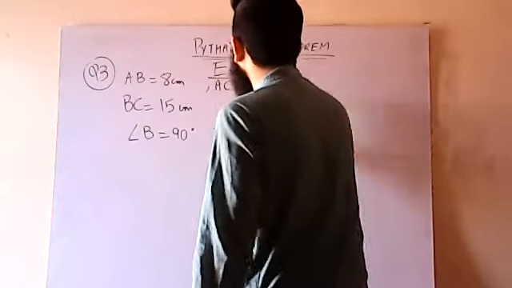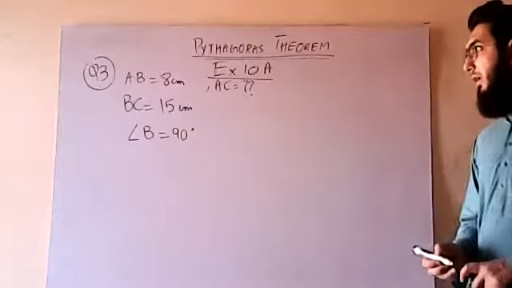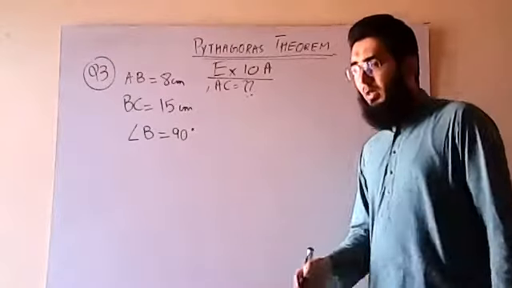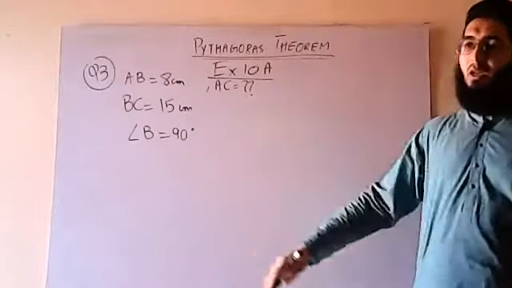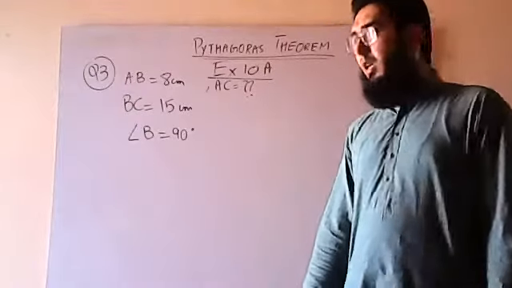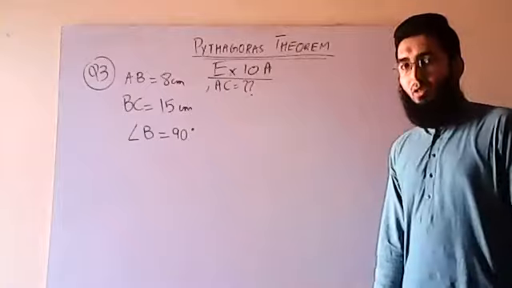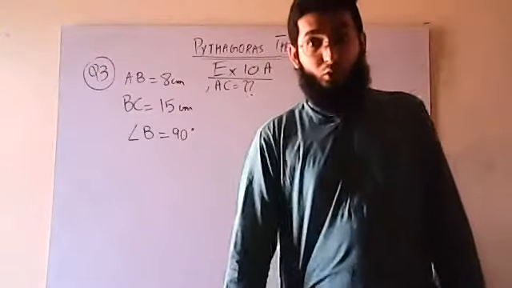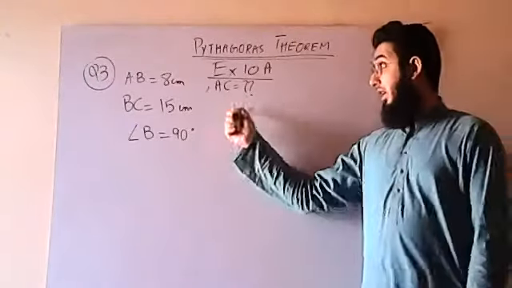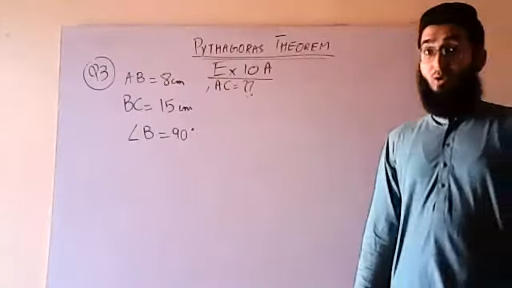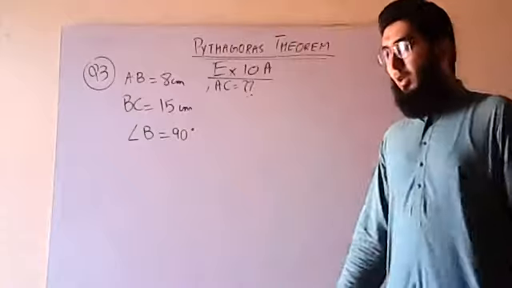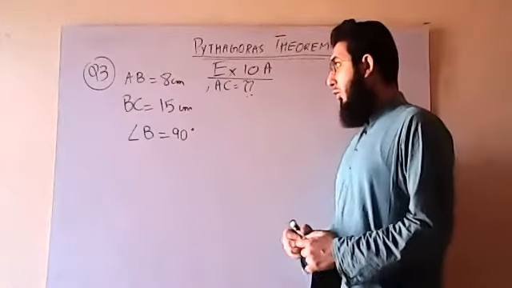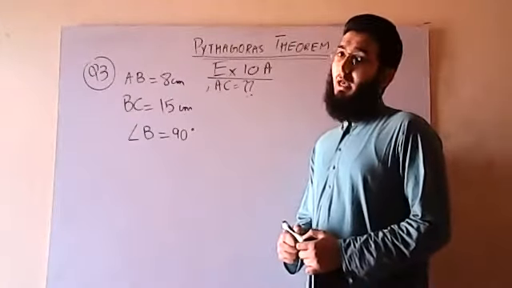The question says that in triangle ABC, the length of AB is 8 centimeters, the length of BC is 15 centimeters, the angle B is 90 degrees, and we do not know the value of AC. He wants us to calculate the length of AC. For calculating it, I need to first make a diagram.